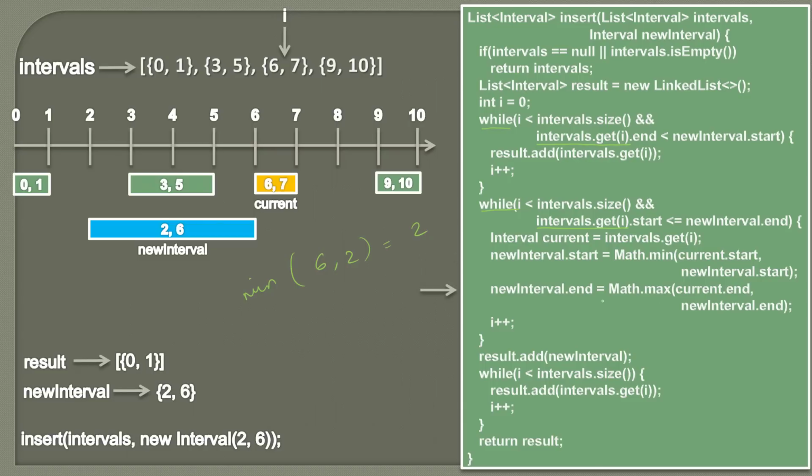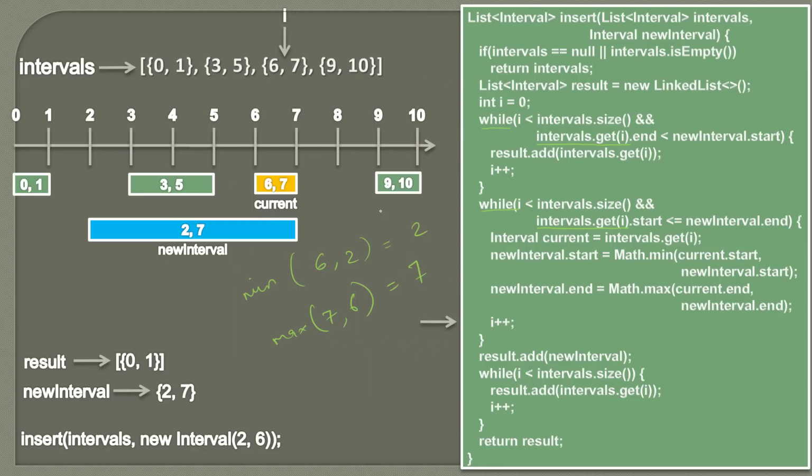Now newInterval's end will become the max of current.end and newInterval.end. So max of current.end, which is 7, and newInterval.end, which is 6. So it will give 7. So here is one critical step: newInterval.end will become 7 now, because after merging these two elements, the new interval will expand to 7, like this, that we have merged these two intervals.